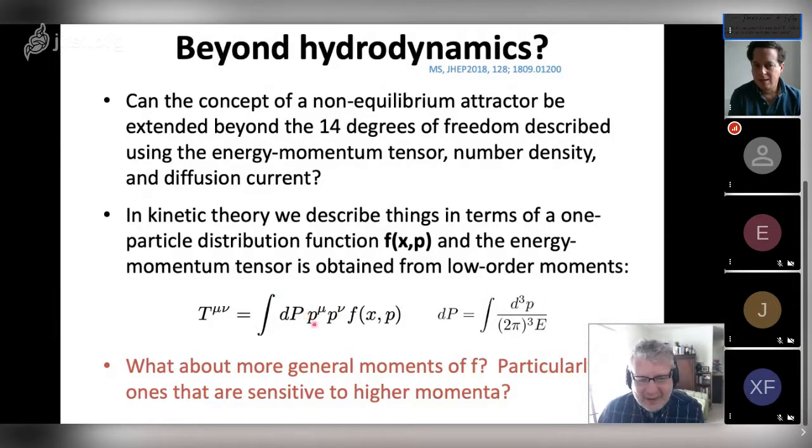So this is the second moment of the Boltzmann equation, and it will give you the energy momentum tensor, where dp is the invariant phase space integral. So the natural follow-up question for me was, what if I start throwing more powers of p in here? Do I see attractors in higher rank tensors, which involve higher powers of p, in particular ones that are sensitive to higher momentum parts of f here? And if there's an attractor for the moments that describe the higher momentum parts of f, we can use that to try to fix what's going wrong in the high momentum freeze-out.